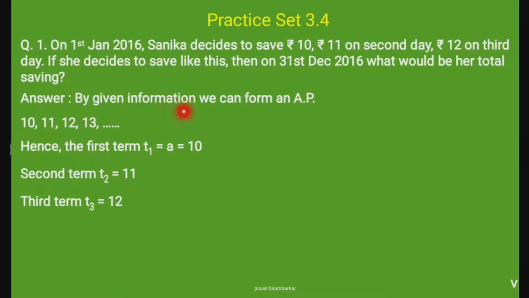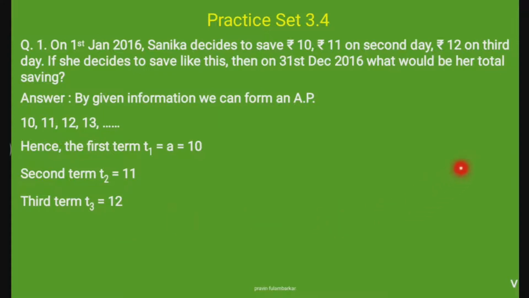In the answer, by the given information we can form an arithmetic progression. So the first day saving is rupees 10, the second day saving is rupees 11, the third day saving is rupees 12, and the fourth day saving will be 13, and so on. Hence the first term t1, that is the value of a, equals 10. The second term is t2, the value of t2 is 11, and the third term is t3 and the value of t3 is 12.